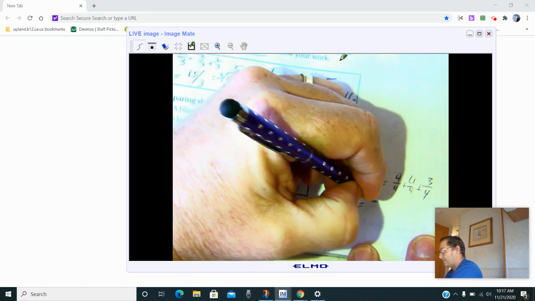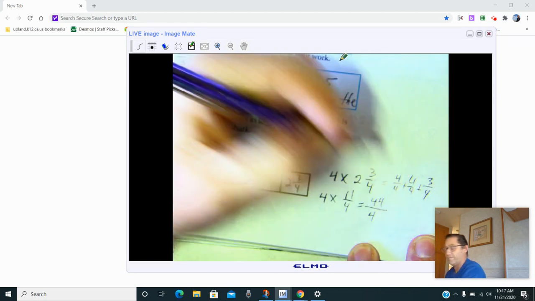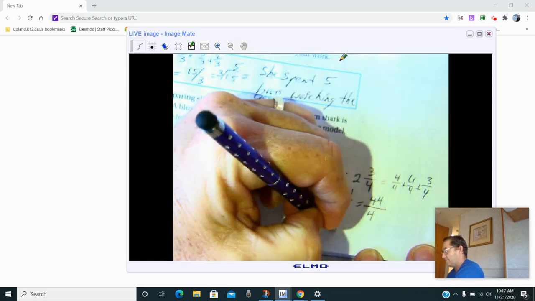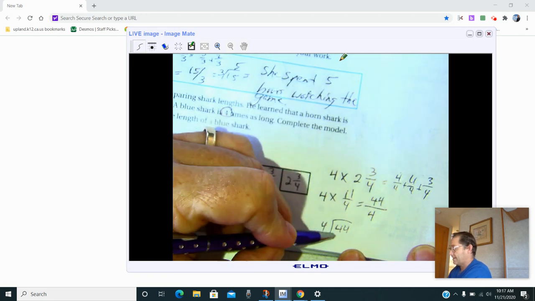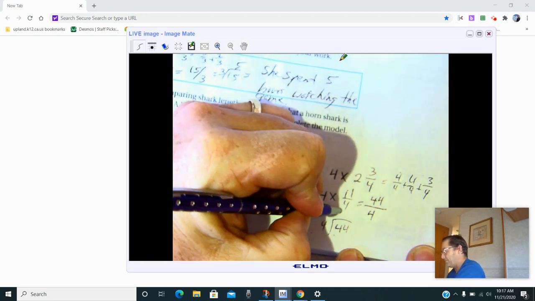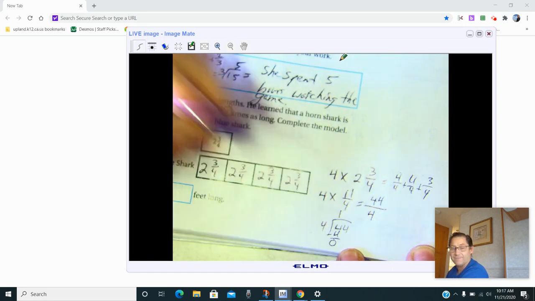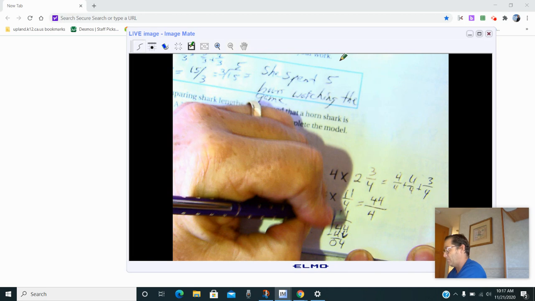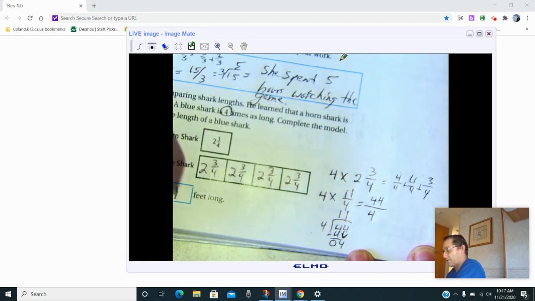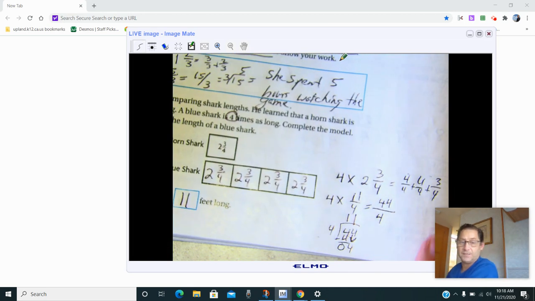4 times 11 is 44 over 4. Divide that to turn it back into a mixed number. Can I share 4 tens with 4 groups? Sure, 1 time. I have no tens left. I do have 4 ones I need to share, and that would also be 11. So blue shark is 11 feet long.